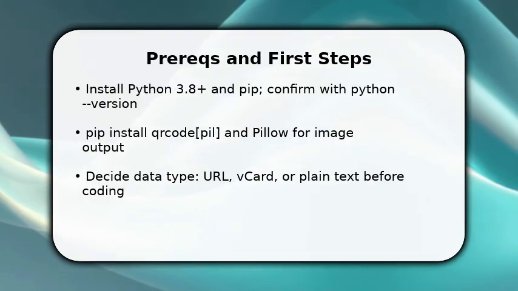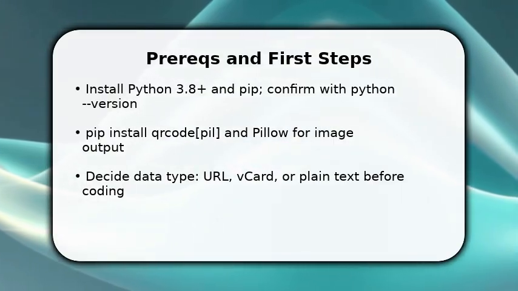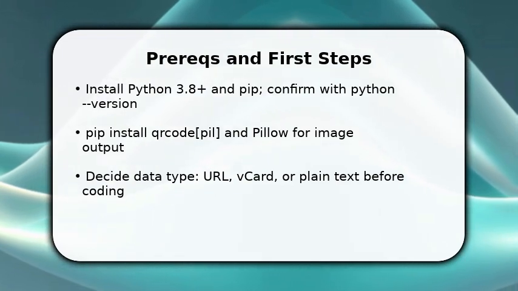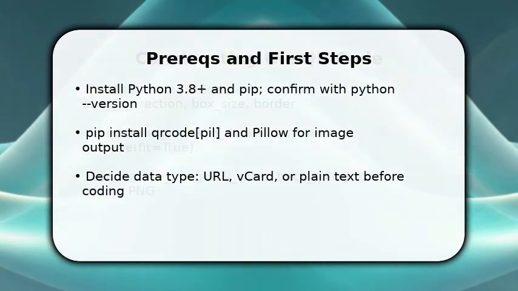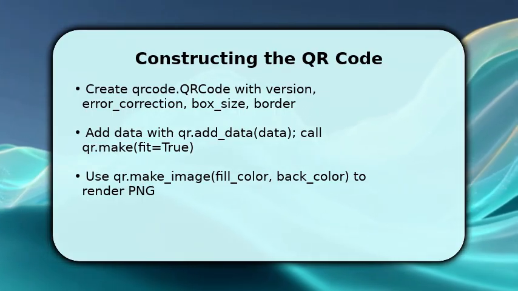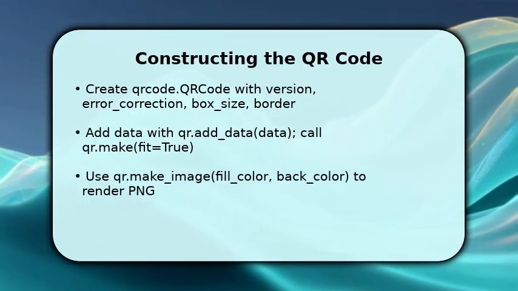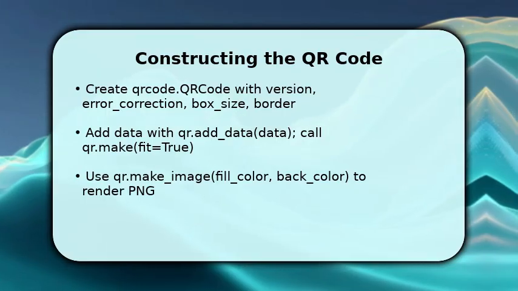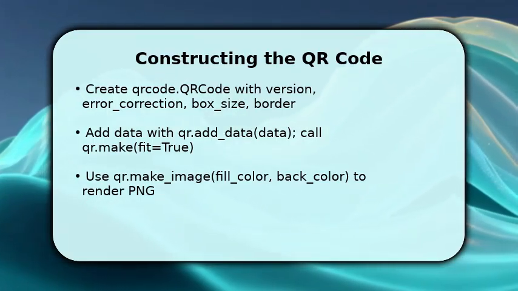You are ready to import qrcode and begin building the QR object. You will construct a QRCode instance and set parameters for size and resilience. Use qrcode.QRCode, version=None, error_correction=qrcode.constants.ERROR_CORRECT_M, box_size=10, border=4, so the library chooses version automatically while keeping medium error correction. Then add your payload with qr.add_data, and call qr.make(fit=True) to pack modules efficiently.